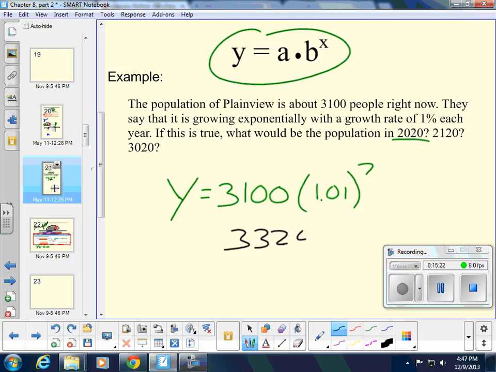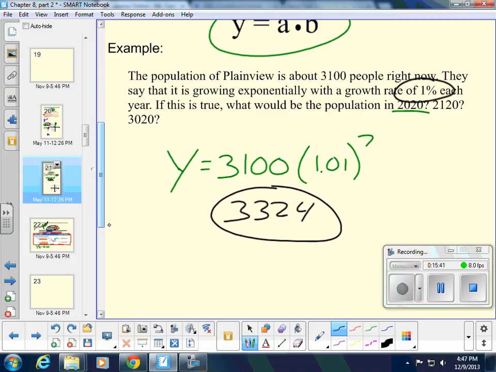Just kind of mental math, thinking it out. Just kidding, I have a calculator right here. But 3,324 people. So after 7 years, we're estimating that's what the population would be if it grew at this 1% rate for that amount of time.